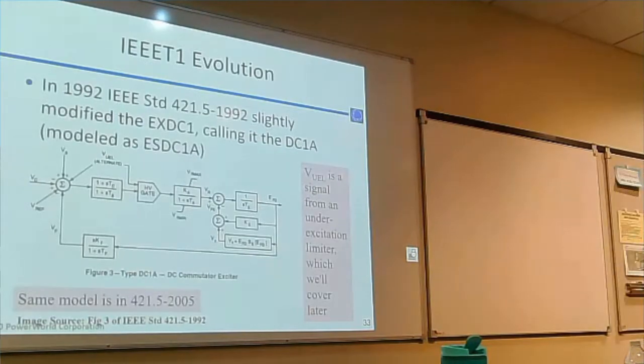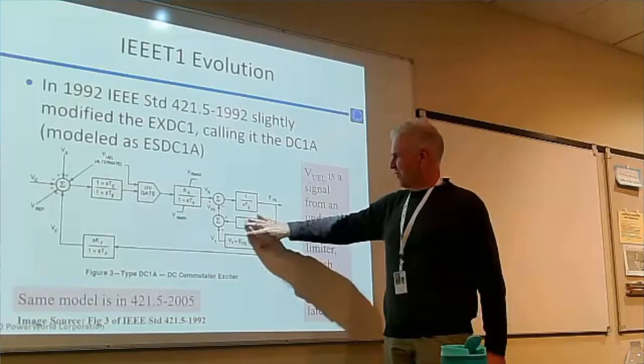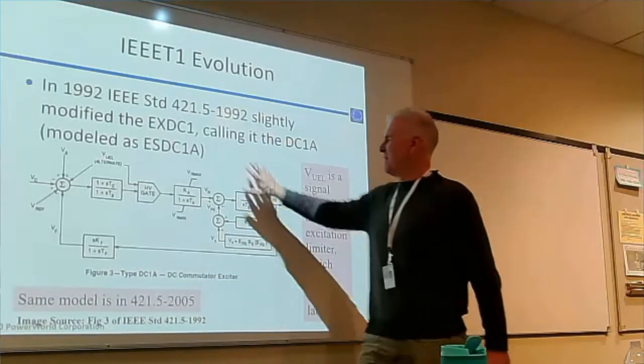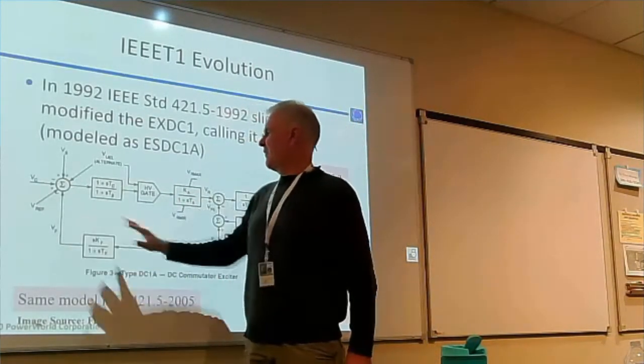If we continue the evolution, in 1992, IEEE started producing standards. So the first draft of the 421.5 standard came out in 92. It slightly modified the EXDC1, calling it the DC1A, which is usually modeled as an ESDC1A. You look at that and say, what are the differences? It's like tracing genealogies of these models. This here is mostly the same. They just separated them out for whatever reason, but this is exactly the same. There's the amplifier, exactly the same. The feedback path is exactly the same.